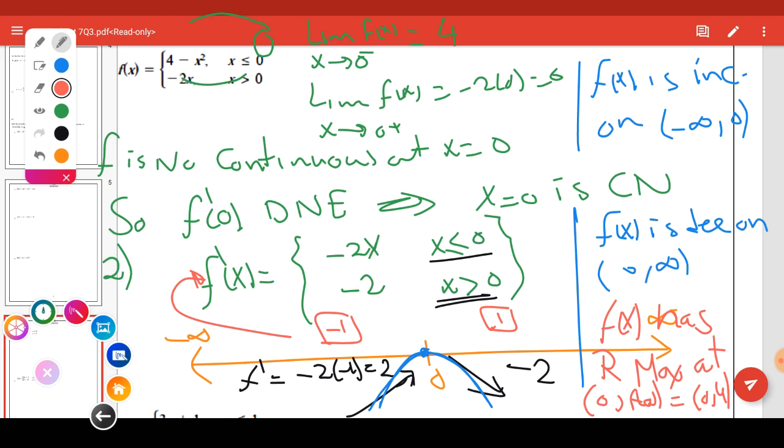In the case of a piecewise function, I have to discuss the continuity and differentiability at the value of x where the function has different rules. Then complete the same steps: find where the function is differentiable or not differentiable. It is not differentiable, the derivative does not exist at x equals 0, so it is a critical number. Then complete the same way.